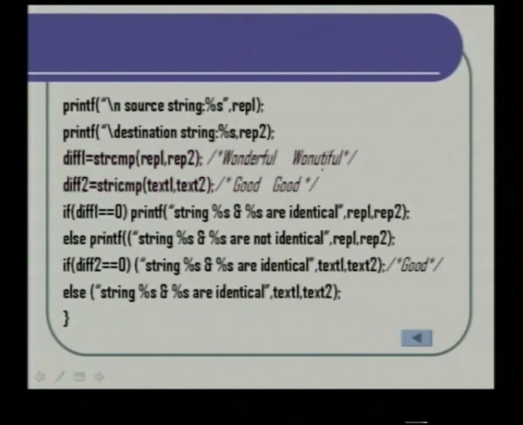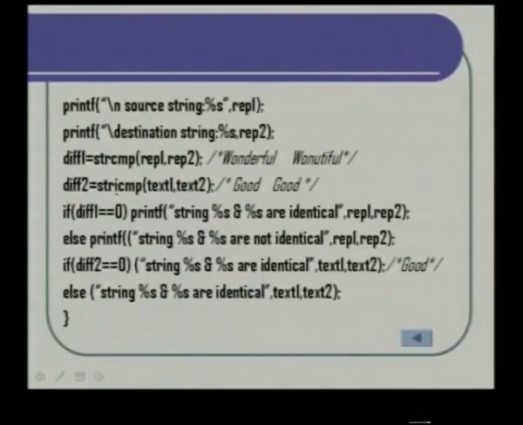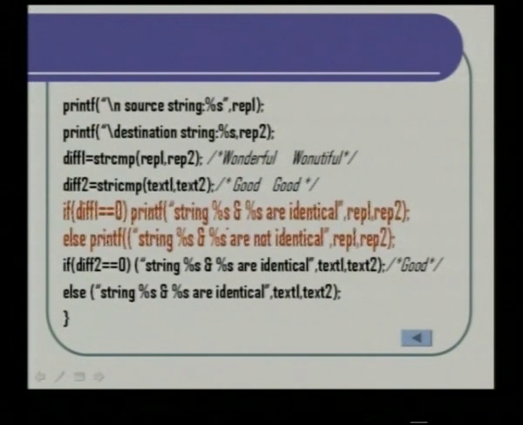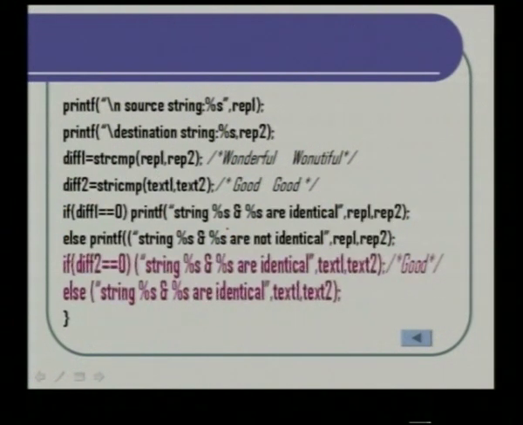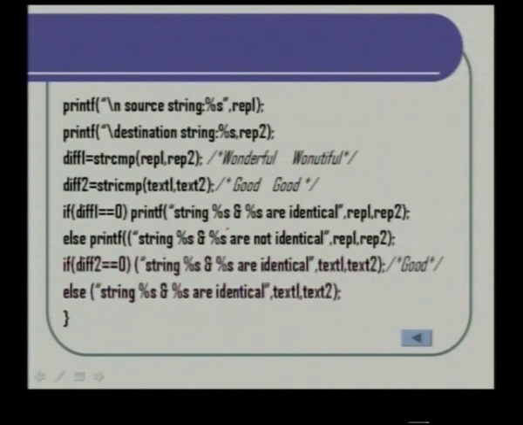First we have diff1 which accepts rep1 and rep2. See, both these strings are not the same, so it will return something other than 0. Then I am comparing, ignoring the case, good and good, that is text1 and text2. Here it ignores the case, both the texts are the same, so this will return a 0. Then I am checking, if it is equal to 0 I am printing they are identical, if not I am printing they are not identical. Again for the second case, if it is equal to 0 I am printing identical, otherwise not identical.